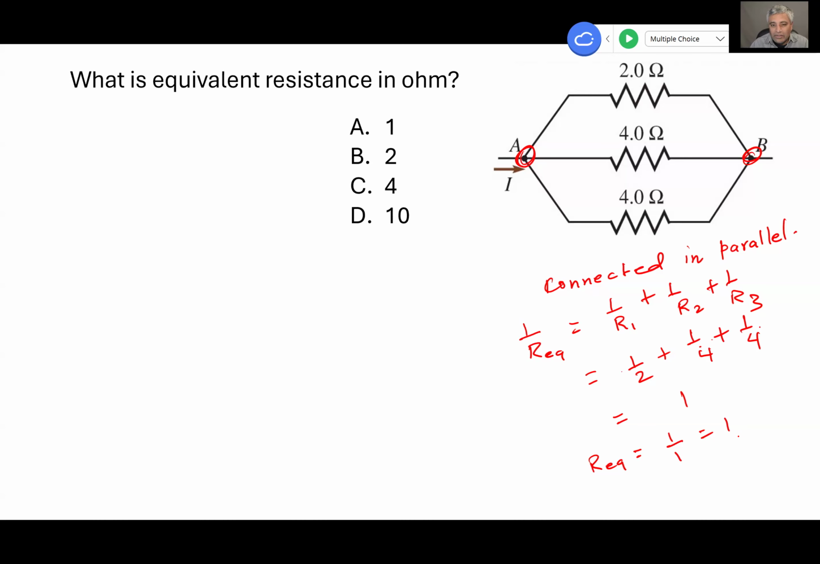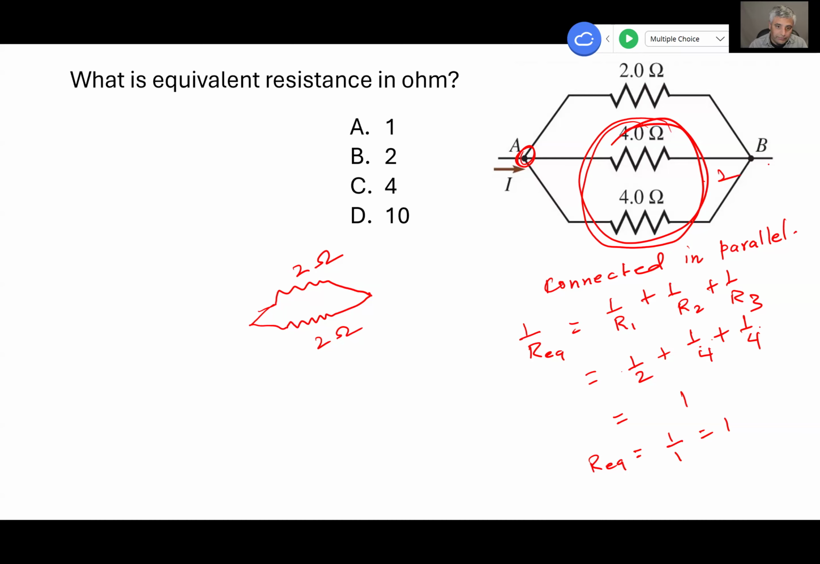So even without using the formula here, you should be able to do it because these resistors are given so nicely. These two are in parallel, of course. So that means they are the same. When we connect two resistors in parallel and they are the same, the equivalent is going to be half of one of those. So it's like saying we have 2 ohm, we have 2 ohm.